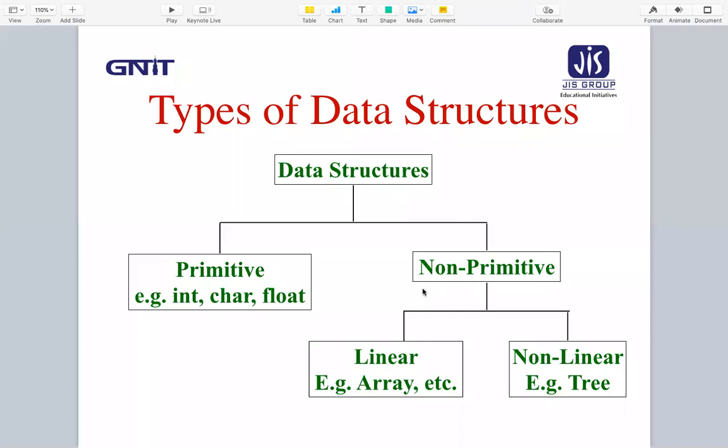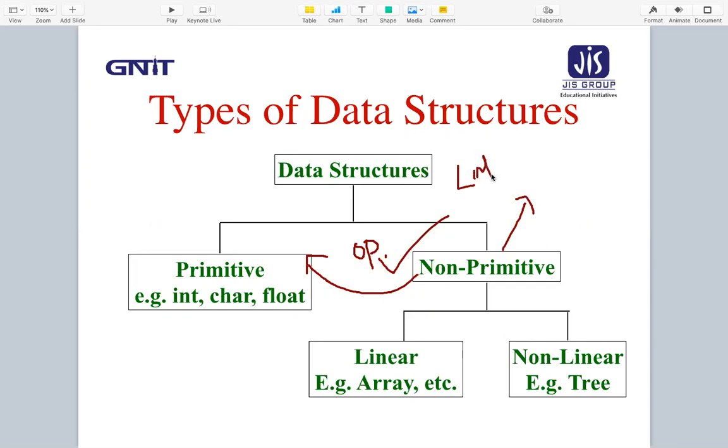So the other type of data structure which is available apart from the primitive data structure is the non-primitive data structure. Now, what is a non-primitive data structure? A non-primitive data structure is basically defined with the help of the primitive data types and some operations. So these two combinations make the non-primitive data type. For example, if I talk about a linked list.